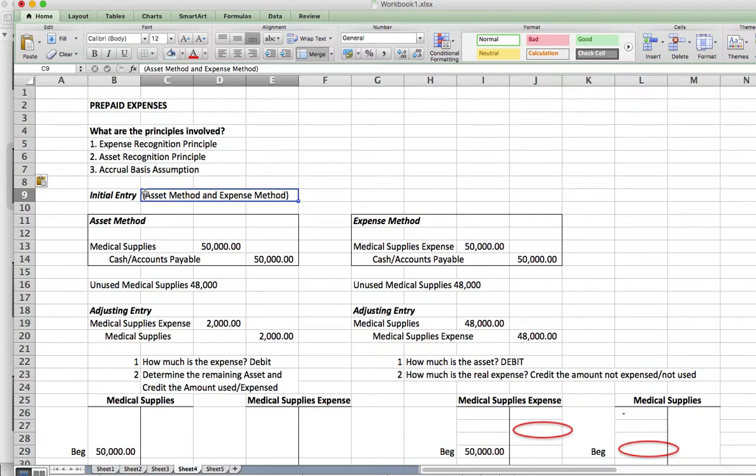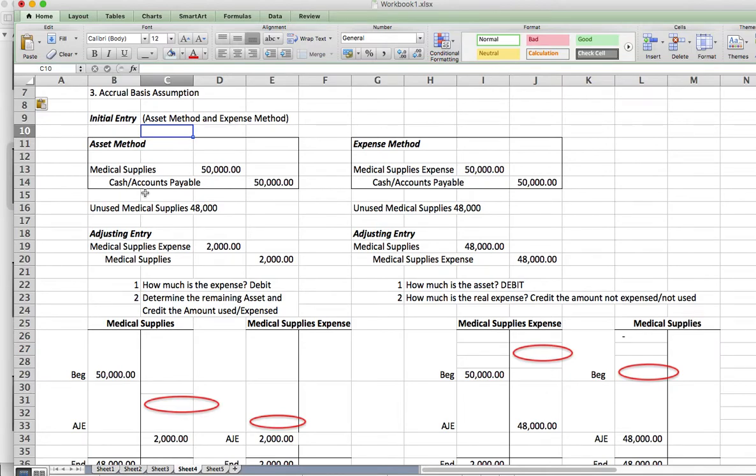So, we have two methods. I-recap natin, gamitin natin yung example kanina. We have two methods. We have asset method and we also have expense method. So, pag asset method, the entire expense was debited to the asset. So, initial entry is debit asset, credit cash or accounts payable. Pero pag expense method, ang initial entry ay debit to expense, credit cash or accounts payable.